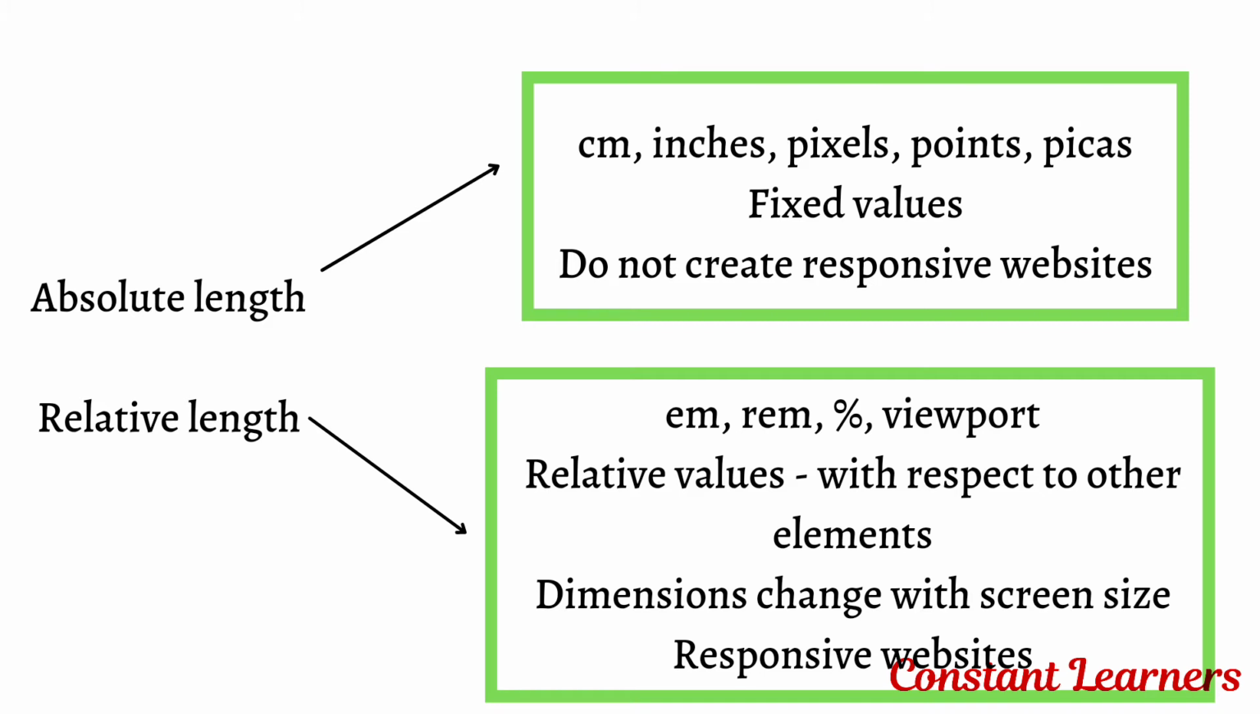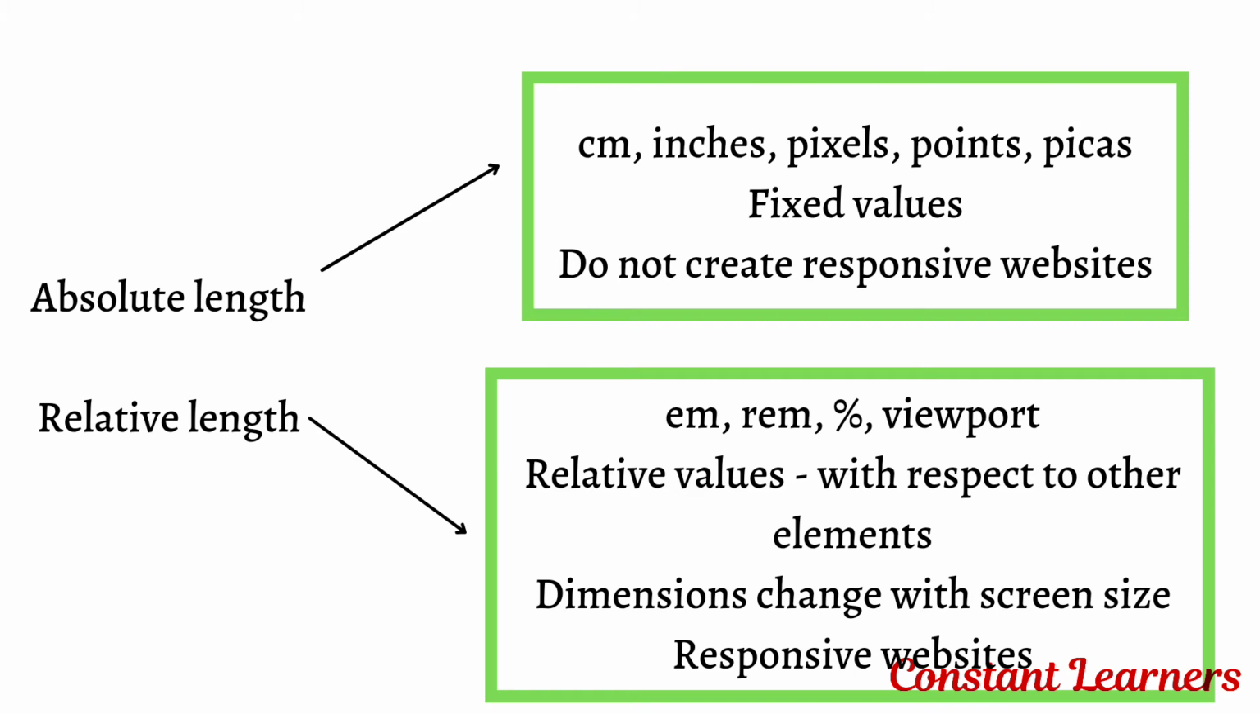Relative lengths, on the other hand, set the dimensions with respect to other elements. So they do not have fixed values. They relate either to the dimensions of their parent elements or to the viewport. We will see that when we practice those. And thus the dimensions scale according to the display screen's sizes. They look appropriate for the size of the screen they are being viewed on, and thus they make our website designs responsive.